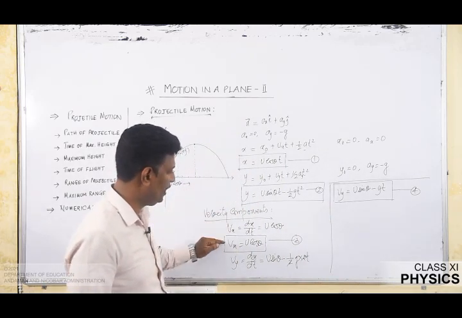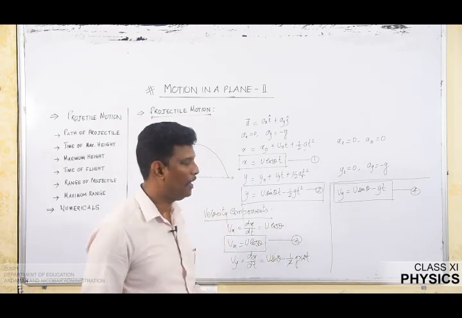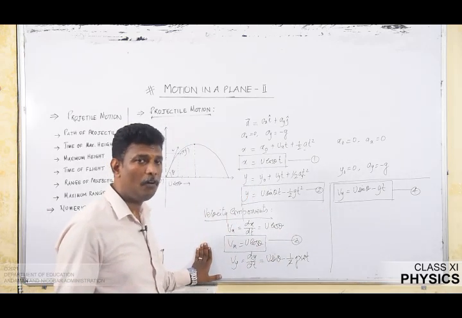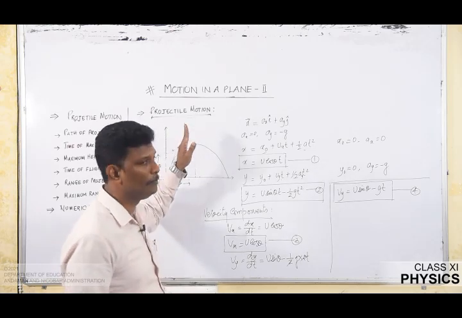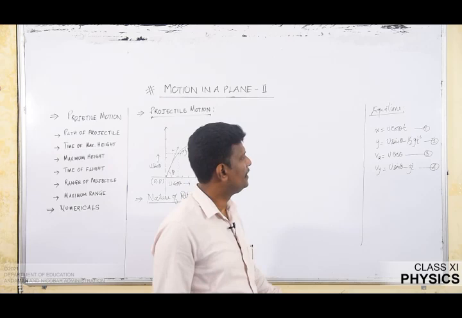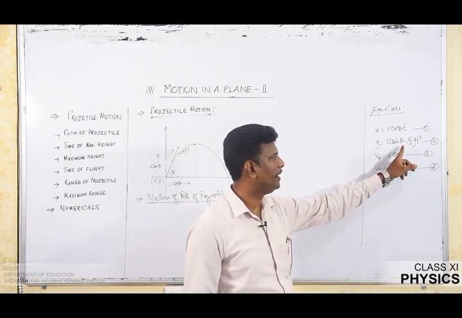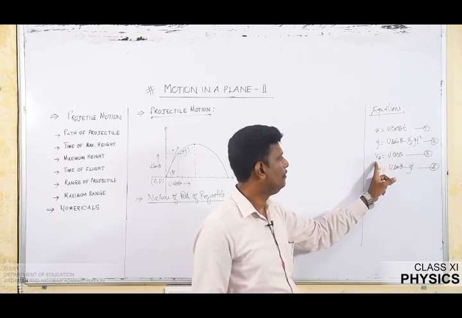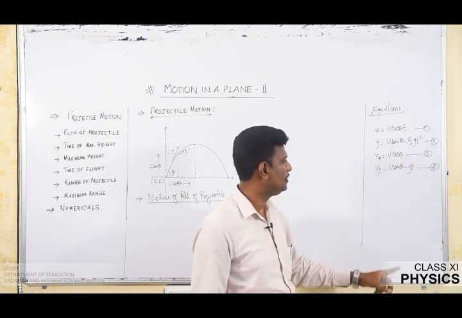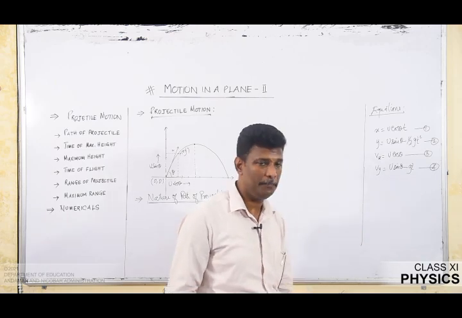These are the 4 main equations by which we can derive all the terms of the projectile motion. As we have derived 4 equations, that is x is equal to u cos theta t, y is equal to u sin theta t minus half gt square, Vx is equal to u cos theta, Vy is equal to u sin theta minus gt.